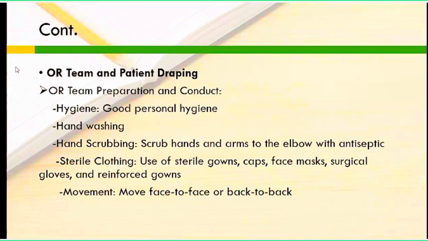So this slide is basically explaining how the operating team should conduct themselves and the process of patient draping. One, it involves hygiene: good personal hygiene, ensuring adequate hand washing and scrubbing, which involves scrubbing of the hands and arms to the elbow with antiseptic. Then sterile clothing, which involves use of sterile gowns, caps, face masks, and surgical gloves, which is also reinforced by gowns. Also, movements should be done face to face or back to back.